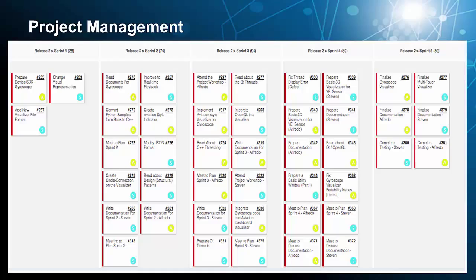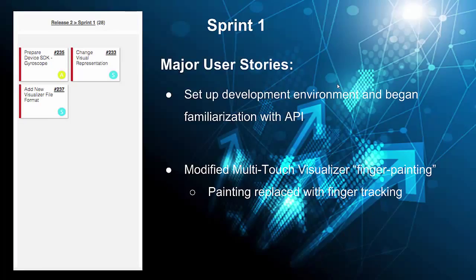Throughout the semester, we used the Agile Methodology. We had 5 sprints in 2-week iterations, where we covered many of the major user stories. In Sprint 1, the major user stories we covered involved setting up the development environment and beginning familiarization with the API. The multi-touch visualizer was modified from the original finger painting to finger tracking. We also added a new visualizer format, where we changed the CSV file to a JSON file in the multi-touch visualizer.